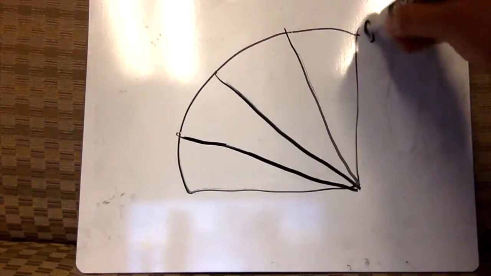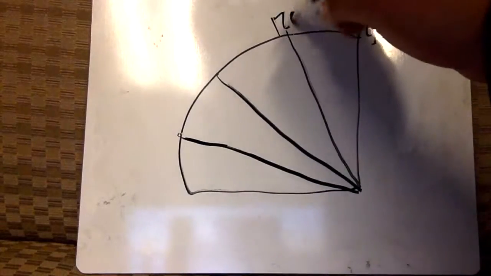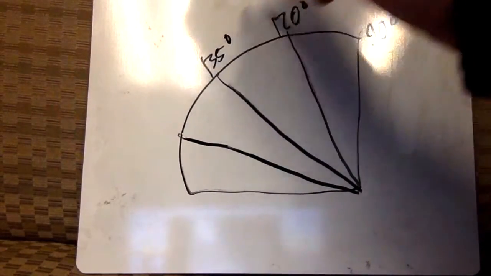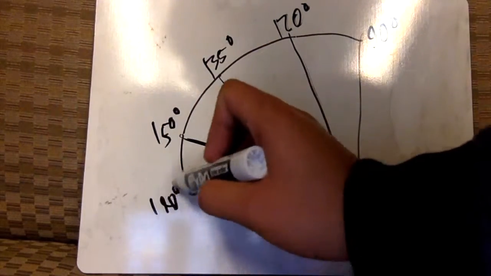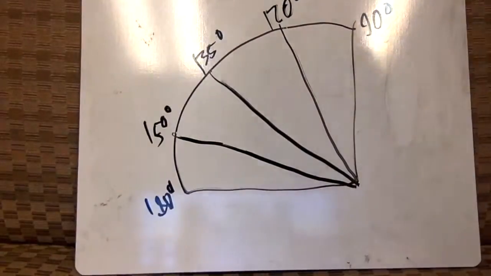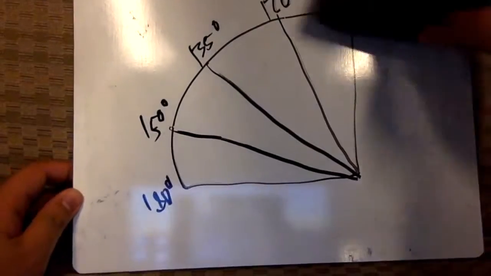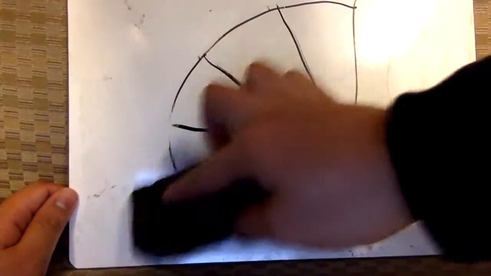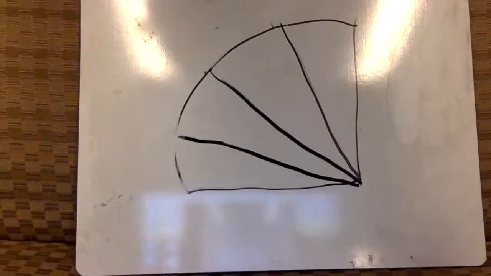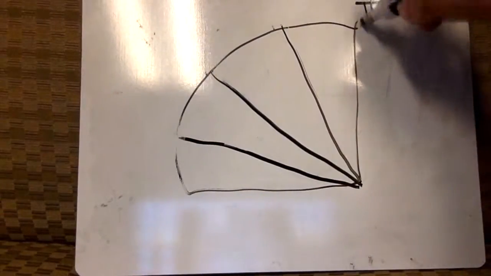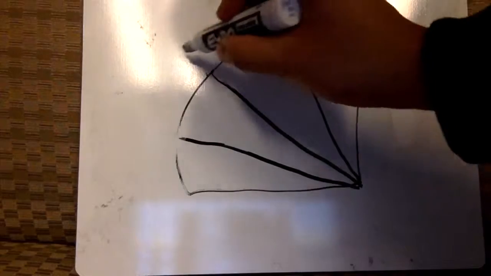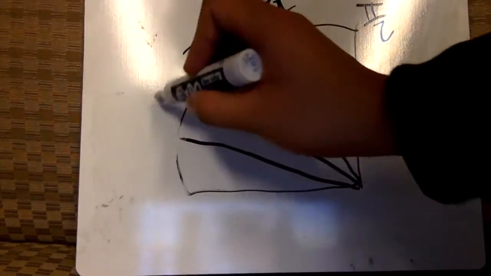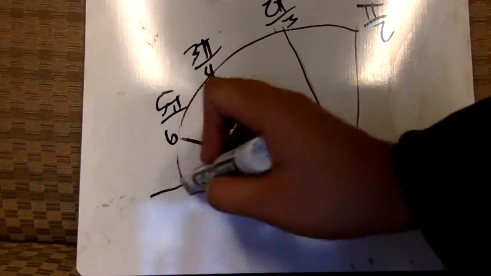So there's 3 degrees of importance in my unit circle. So it's going to be 120 degrees, 135 degrees, and 150 degrees. And this is in between 90 degrees and 180 degrees. So the radians for these are going to be pi over 2, and then 2 pi over 3, 3 pi over 4, 5 pi over 6, and pi.